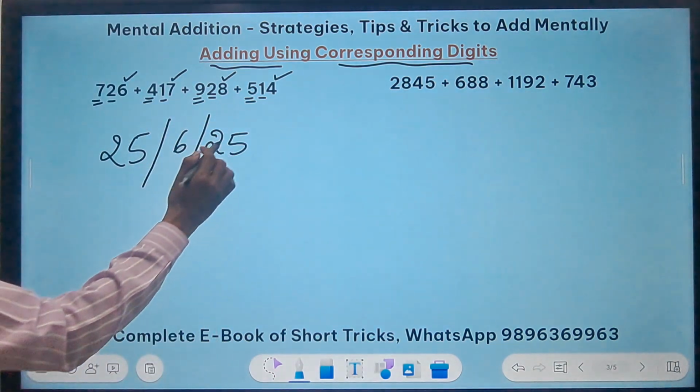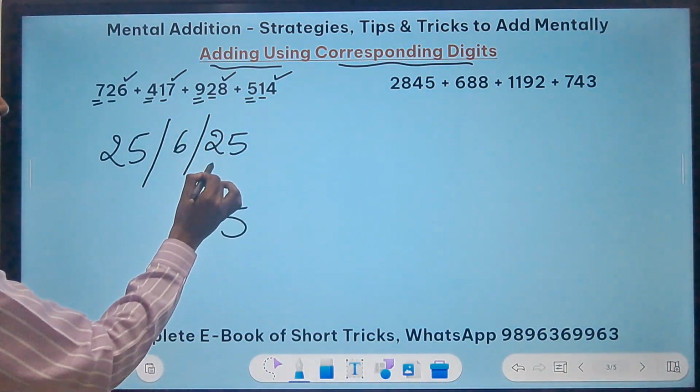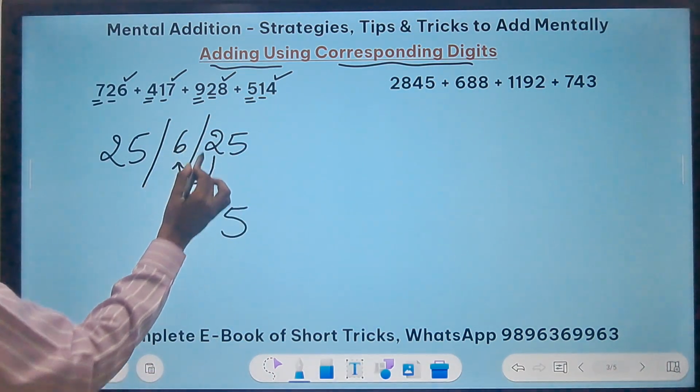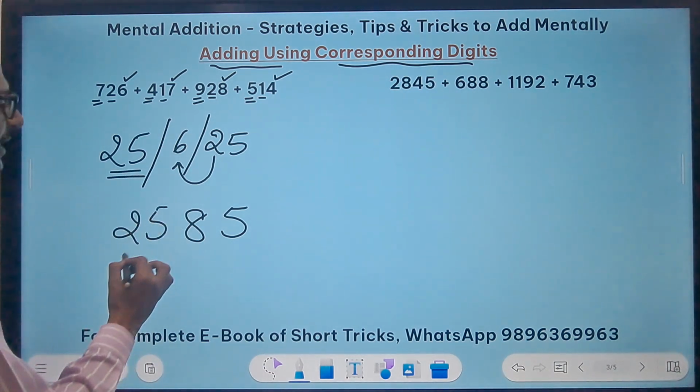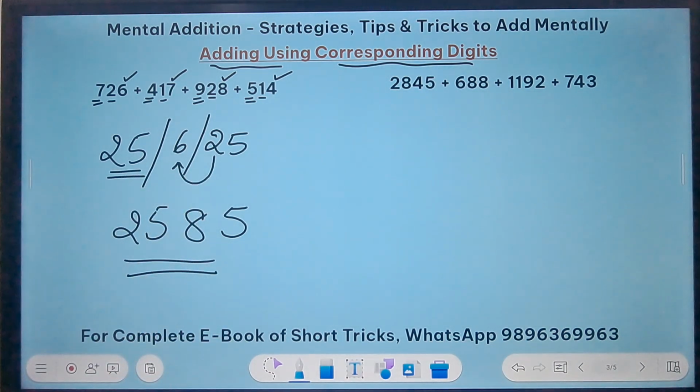So what do I do after this? I retain the 5, this 2 gets carried over, so 6 plus 2 is 8, and then the 25 retains its place and I get my answer, 2585.